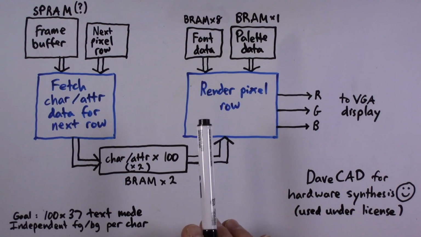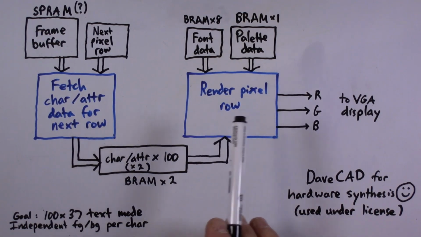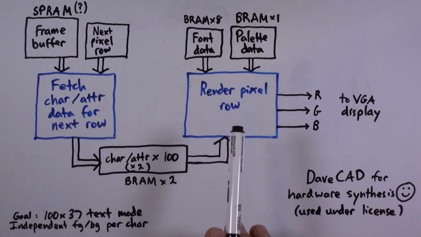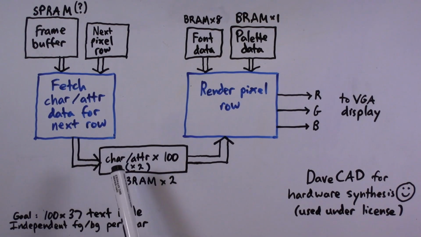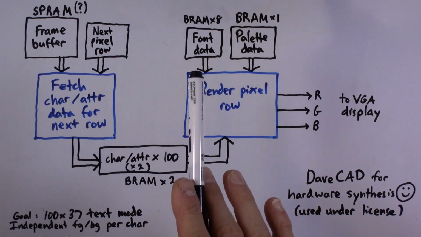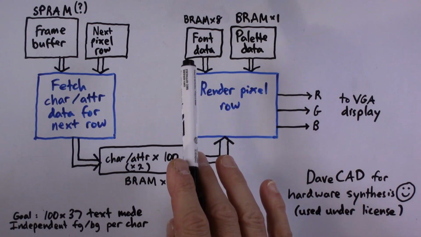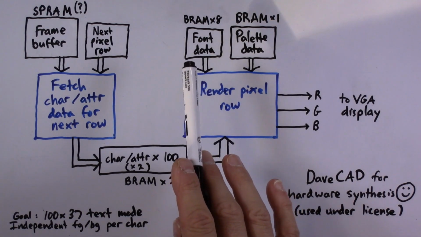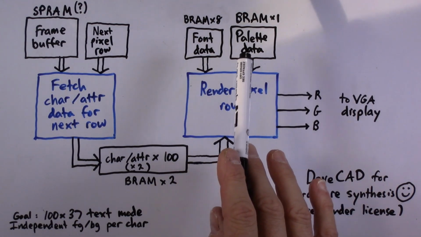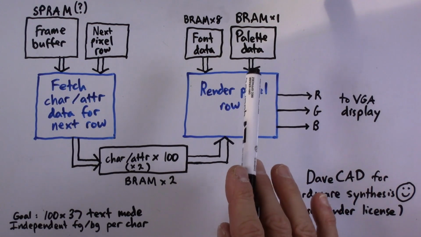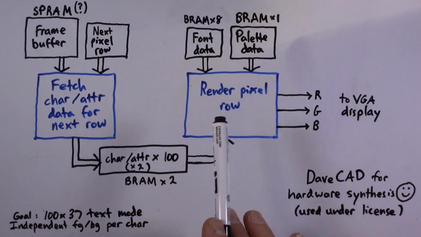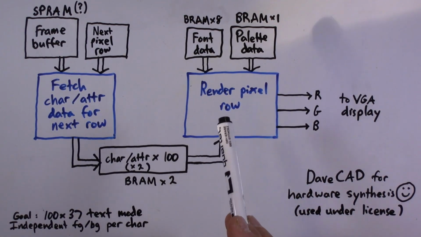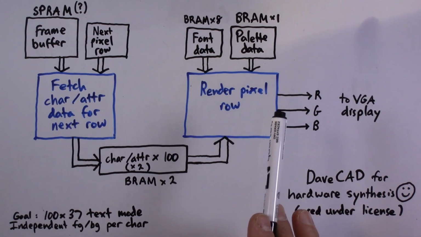So in order to output the 8 pixels for the current row of whatever the next character being displayed is, we need to fetch some data. We need a couple of reads to fetch character and attribute data from this buffer. We are going to need one read to get the correct 8 bits for the pattern of foreground and background pixels to display from the font. And we are going to need a couple of fetches from the palette data to get the RGB values for the foreground and background color for whatever the next character being displayed is.